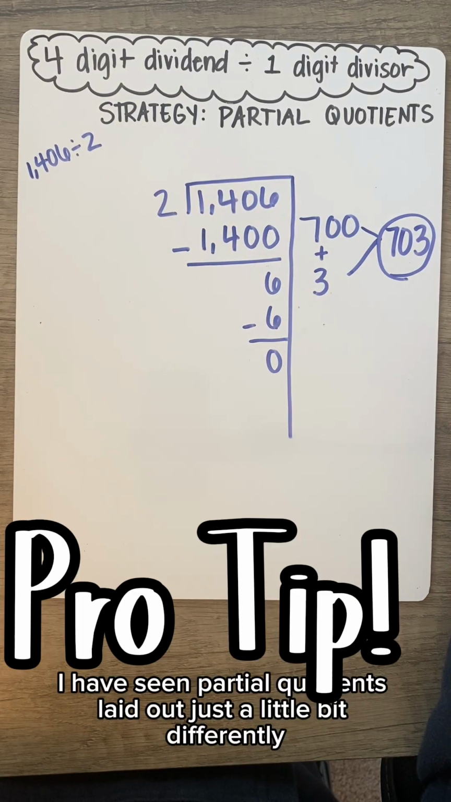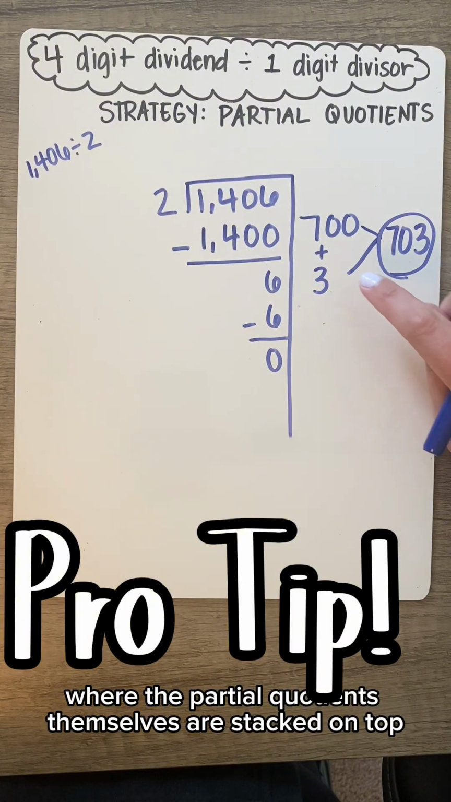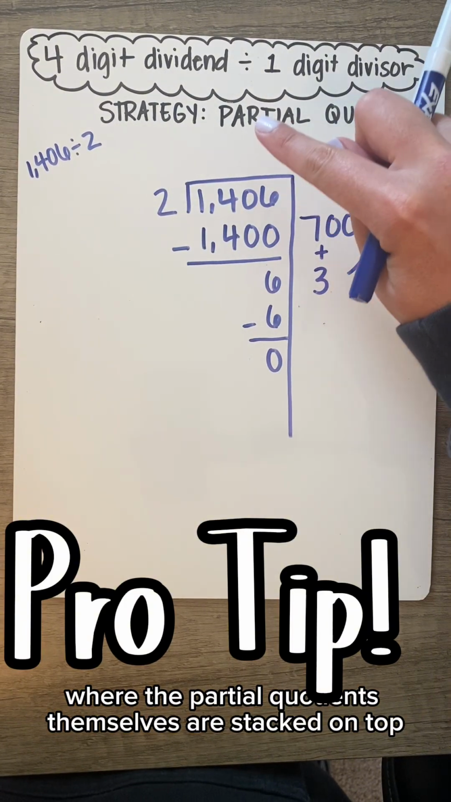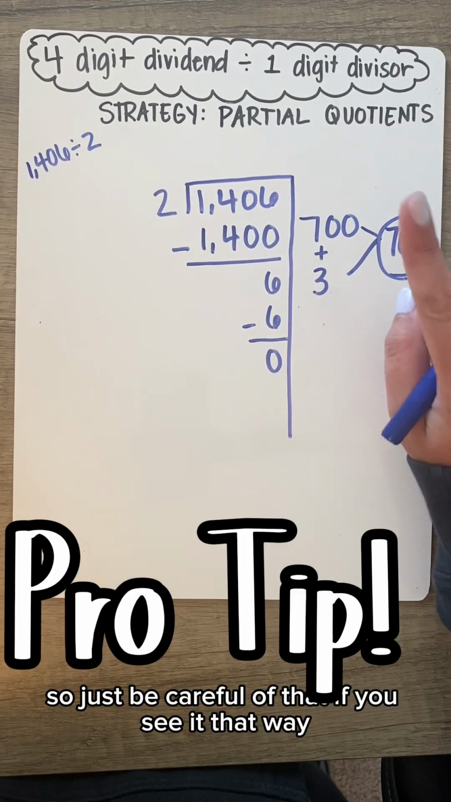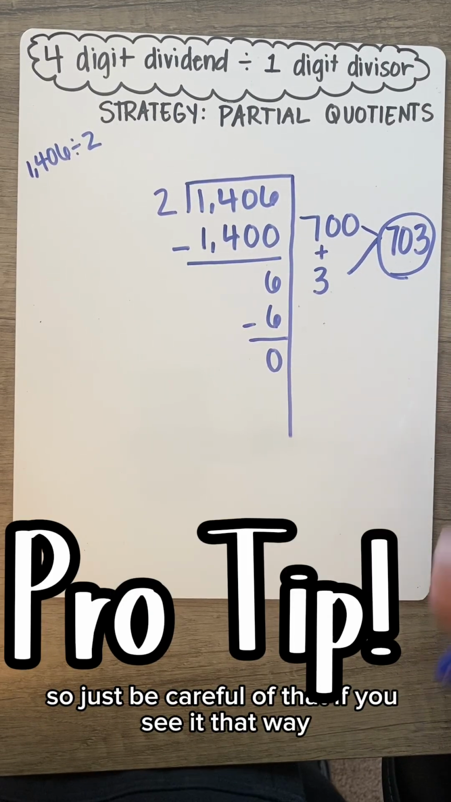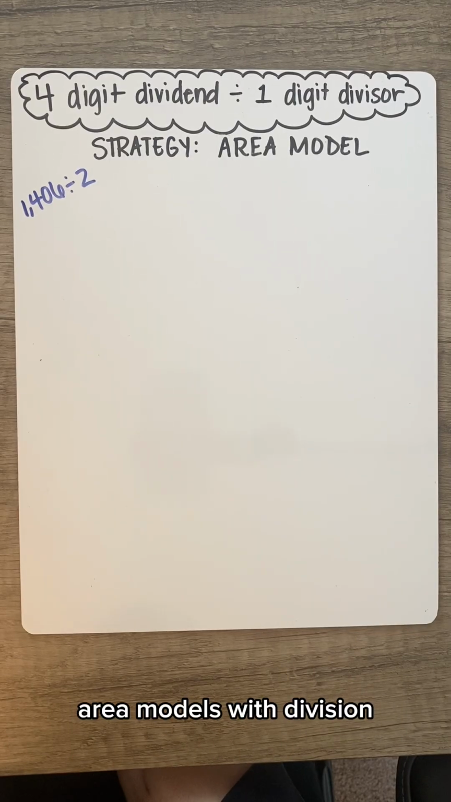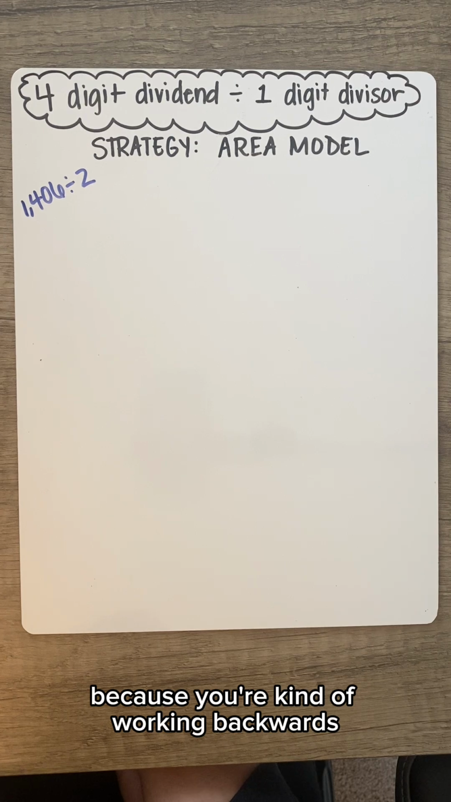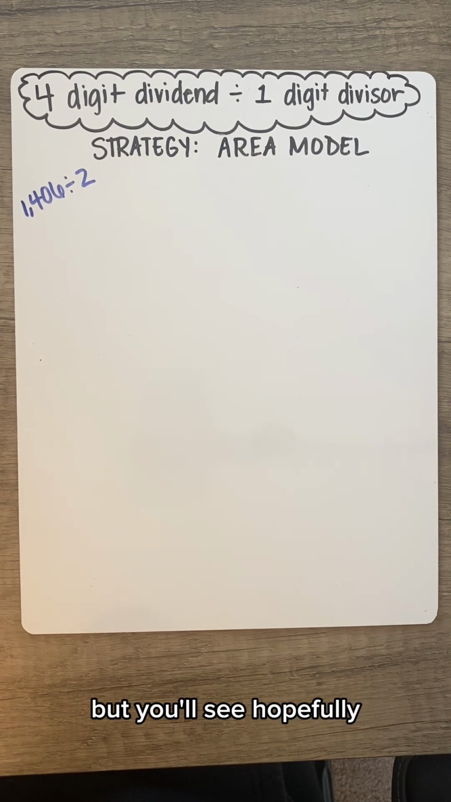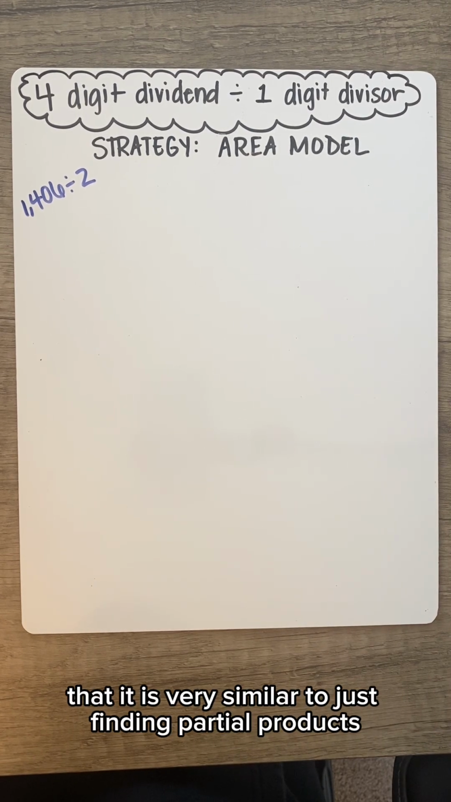I have seen partial quotients laid out just a little bit differently, where the partial quotients themselves are stacked on top of the division bar instead of on the side. So just be careful of that if you see it that way. Area models with division are a little bit trickier than multiplication because you're kind of working backwards. But you'll see, hopefully, that it is very similar to just finding partial products.